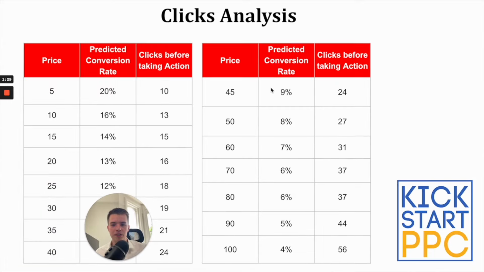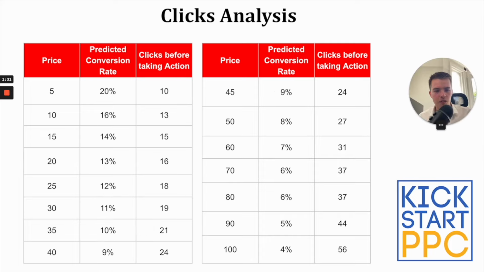So to go to the next page, move this out of the way. So we have all the price points, predicted conversion rate, and how many clicks before taking action. Because you don't want to go negative on something too early. So you don't want to have something with a low conversion rate and negative or pause after 10 clicks. So you want to be looking at this and going across the board.